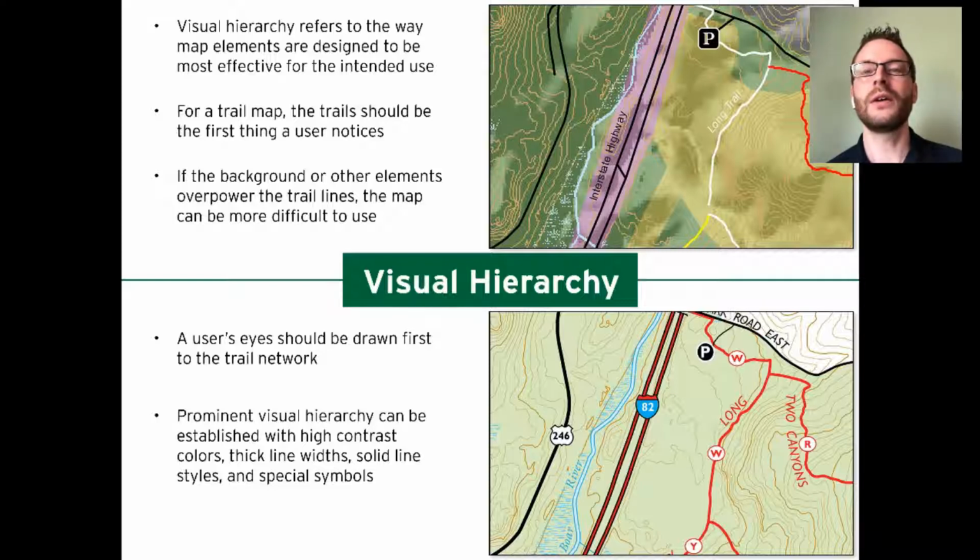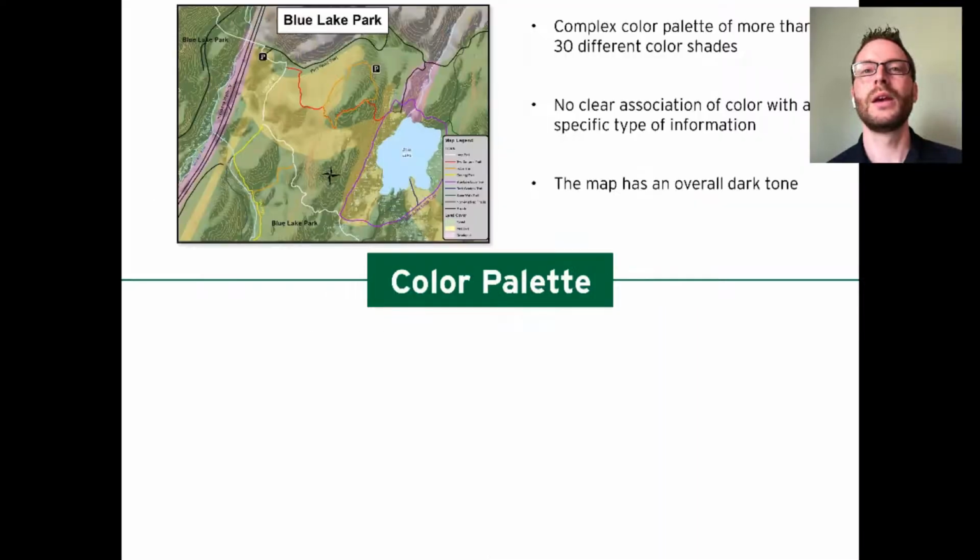Prominent visual hierarchy can be established with high contrast colors, thick line widths, solid line styles, and special symbols. In this map example, the trail network of thick red lines pops out of the map. A common line style for trail lines is using a dashed line, but this often pushes the trails down in the visual hierarchy. The more complex a color palette, the more likely it is that certain colors will clash, or certain colors may be too similar to other colors.